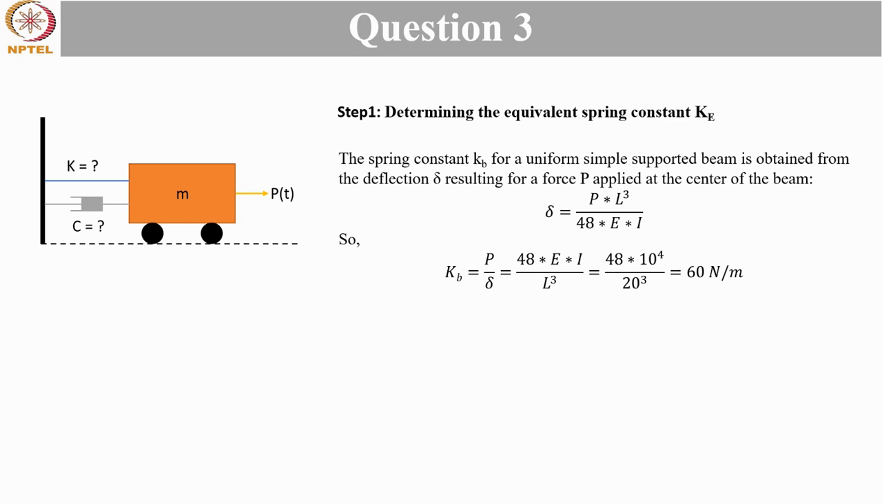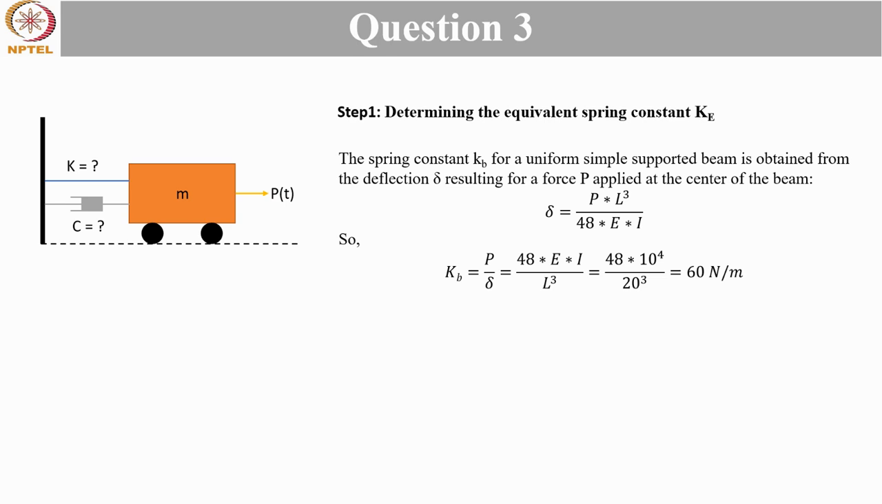This relationship you must know as a prerequisite of this course. So if you know delta, we can say the stiffness of the beam is P upon delta, which is 48 EI by L cube. Now the value of EI was given in the question as 10 to the power 4 and the length of the beam is 20 meter. So it will be 48 into 10 to the power 4 upon 20 cube, which is equal to 60 Newton per meter. So this is the stiffness coefficient of the beam.